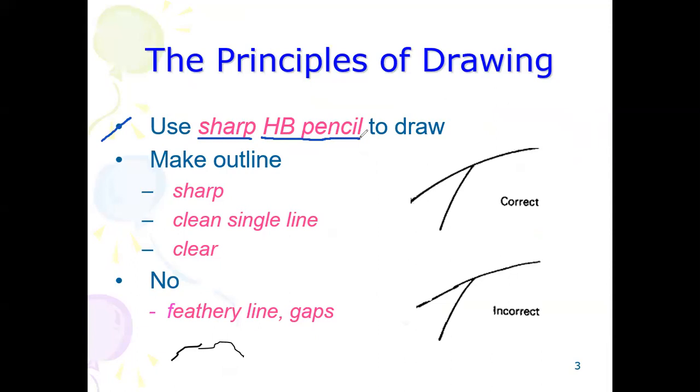HB, you know, is lighter than 2B. So when you draw onto the paper, any biological drawing that you use HB to draw, it looks more tidy. And when you erase, it's easier to erase if there's any mistake. So you need to use a sharp HB pencil. If you don't have, go and buy.